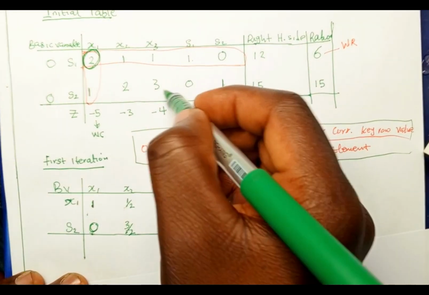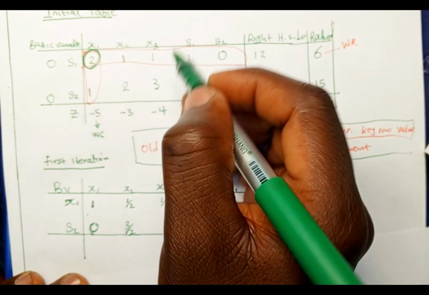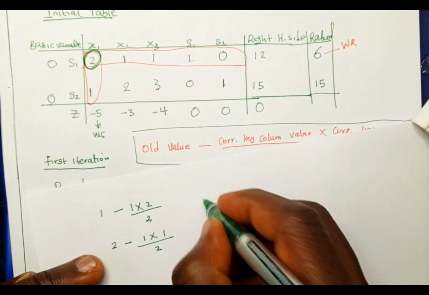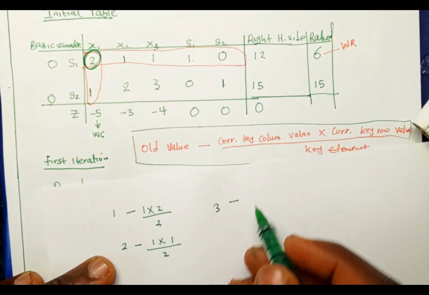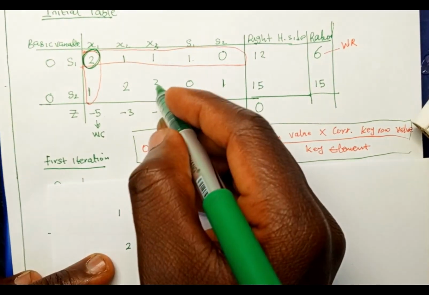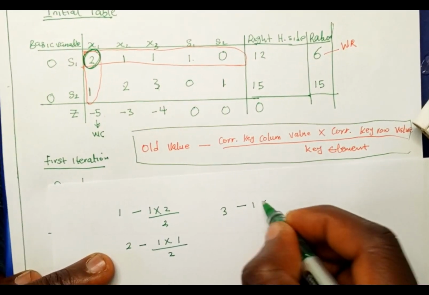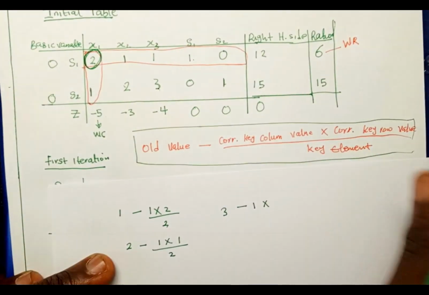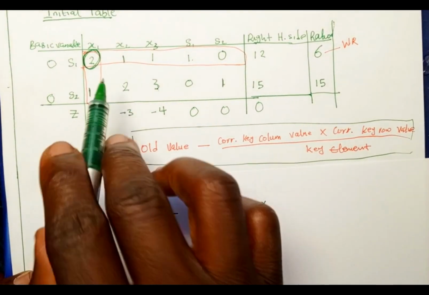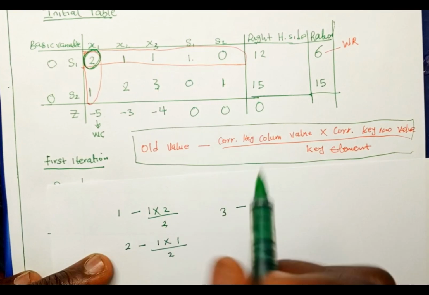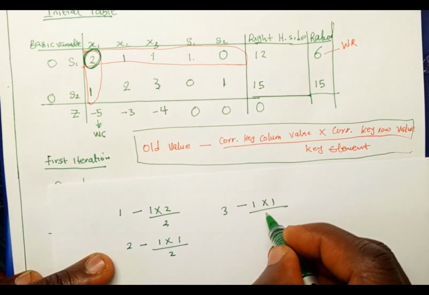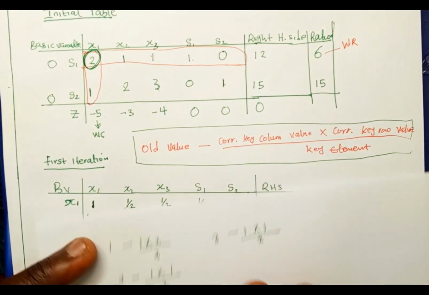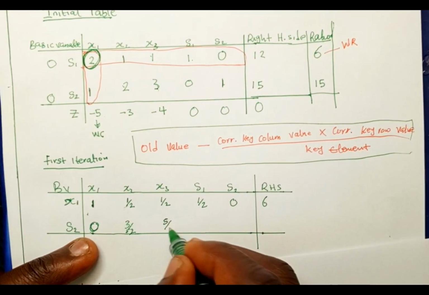So the next one we're going to change is this 3. What is the old element? The old element there is 3. Then minus, what is the corresponding key column value? Corresponding key column value is 1. Then multiply by corresponding key row value. Corresponding key row value is what? It is also 1. Then divided by what? Key element. And the key element is 2. So when you press calculator, we're going to have 5 over 2.